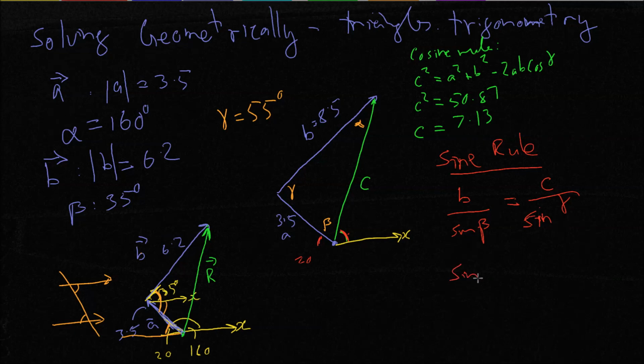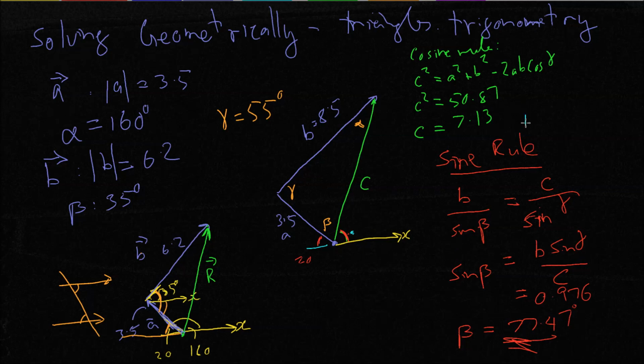And that means that the sine of beta is equal to b times the sine of gamma over c. And if you do the maths, that tells you that that is 0.976. And when you run that through your calculator, that tells you that beta is equal to 77.47 degrees. So this angle here, the one that we're looking for, that must be 180 degrees minus 20 plus 77, and we'll call it 77.5. That means that that angle there is approximately 82.5 degrees.